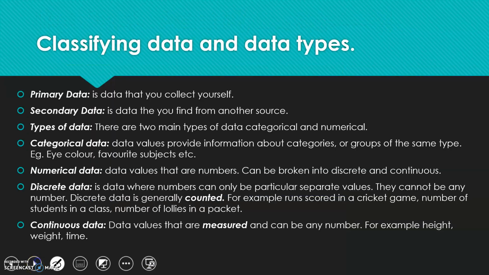Okay, now how to classify data. Some key terminology for classifying data: primary data is data that you collect yourself. Secondary data is data that you find from another source. So that might be from a newspaper, from the internet, from the ABS, that kind of thing.